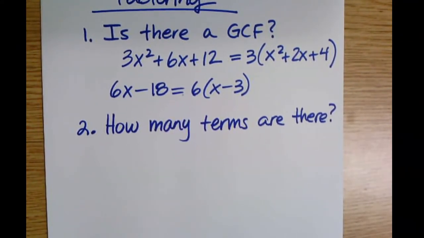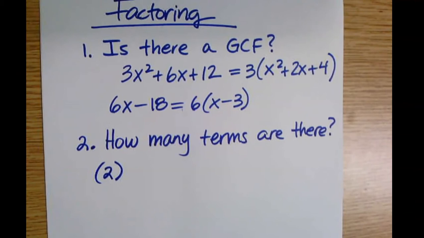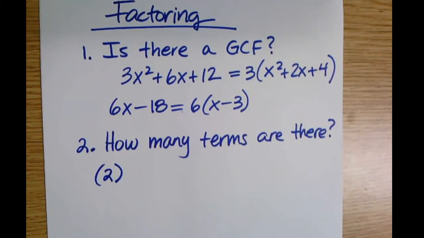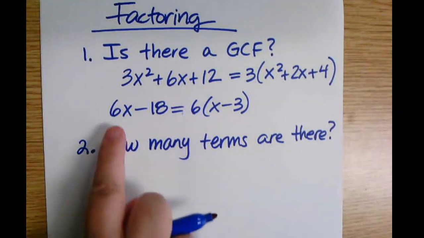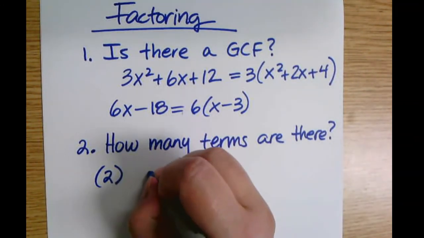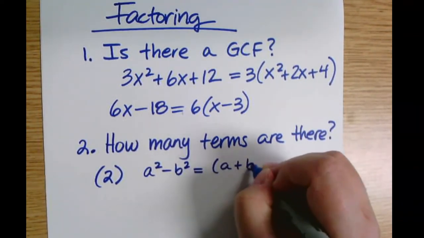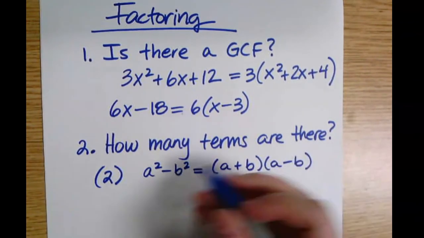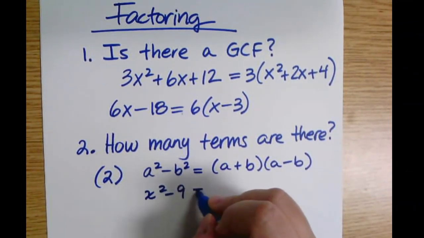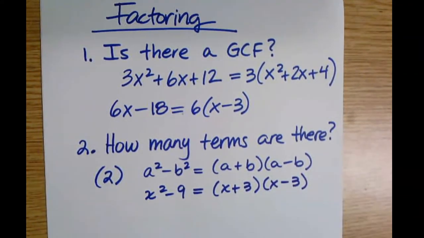If there are 2 terms, there are only a few ways to factor something that has 2 terms, meaning a binomial. One way is what I just did, taking out a greatest common factor. Another is the difference of squares. Remember, if you have a squared minus b squared, then it factors as a plus b times a minus b. Like x squared minus 9 is x plus 3, x minus 3, and it doesn't matter if you put the plus or the minus first.